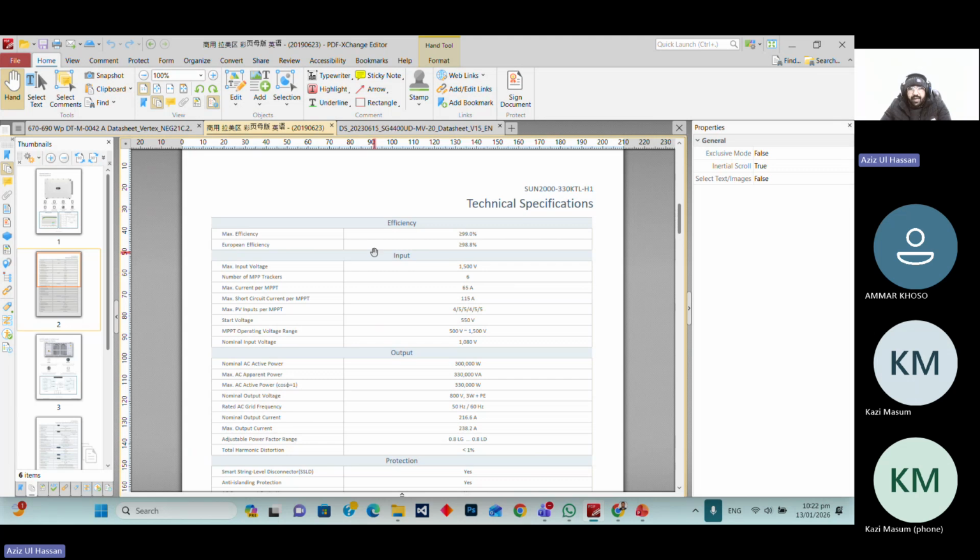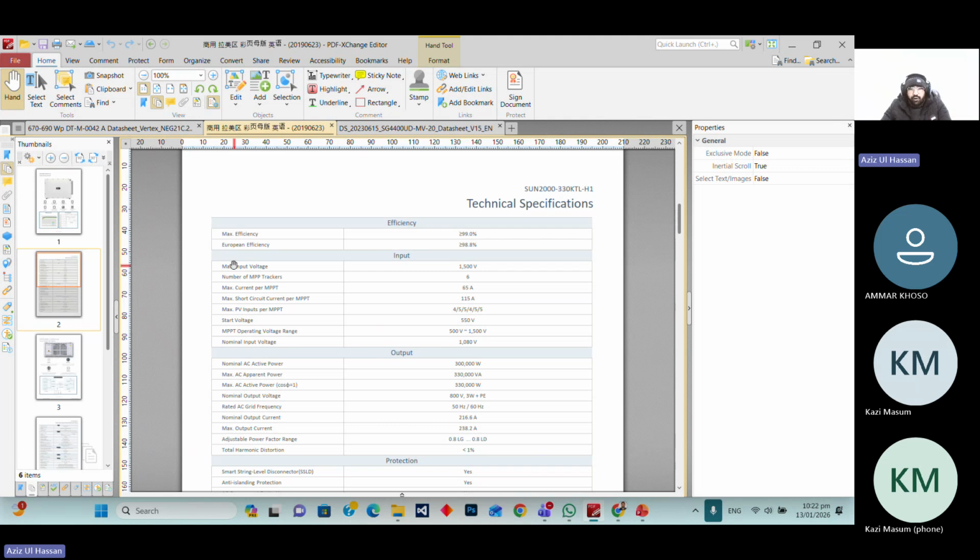This is basically the maximum and European efficiency. European means the average efficiency of the inverter. The maximum is calculated when it gets the DC input and converts it to AC power. At some peak time, it will give the maximum power. This is called the maximum efficiency. But the overall average efficiency, how much DC input they get and how much they convert to AC power, is called the European efficiency.